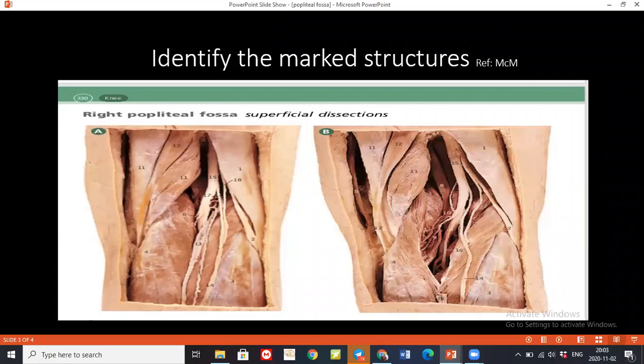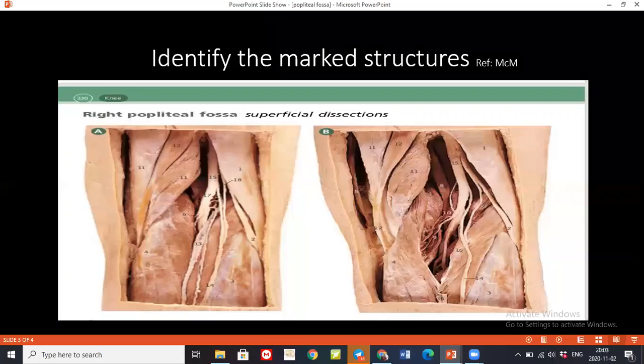What is the dermatome of the knee joint? Which nerve supplies the knee joint? The dermatome of the knee joint is L3. Which is supplied by which nerve? The dermatome of the knee joint is supplied by, I think, sorry, I forgot this.